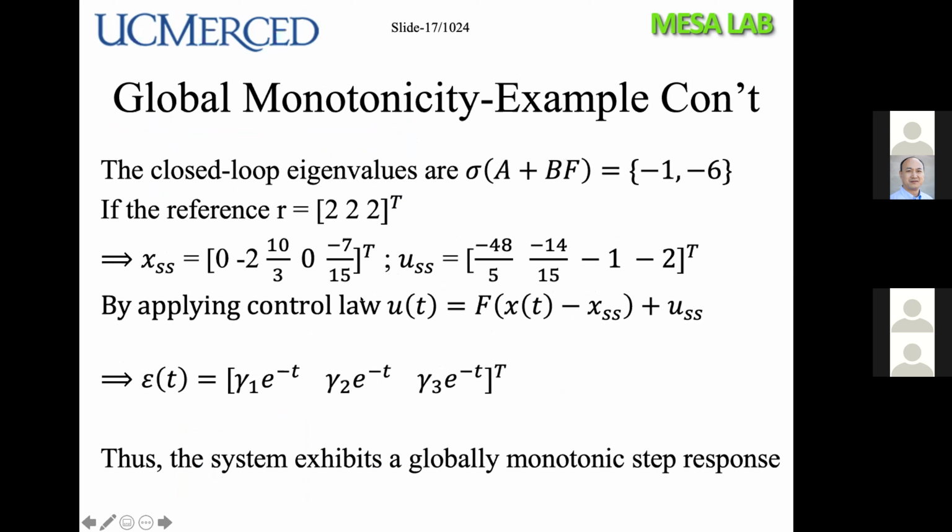Also, by applying the control law, U equals F times X(t) minus XS plus USS, we can get our epsilon t. Epsilon t equals gamma 1 e to the power lambda t and this matrix, which has the simple mode from the formulation 13. Thus, this system exhibits the globally monotonic step reference.